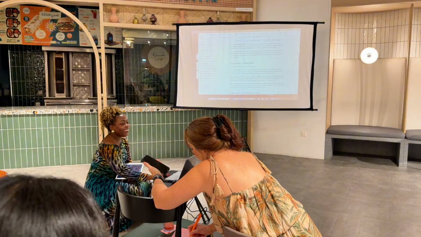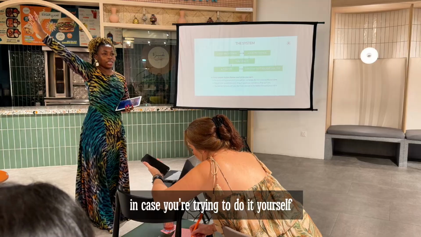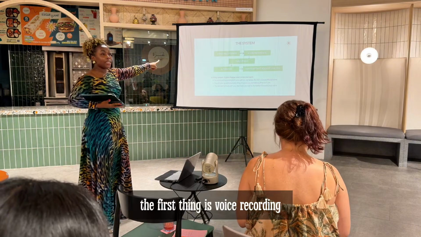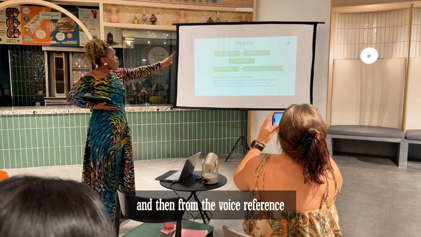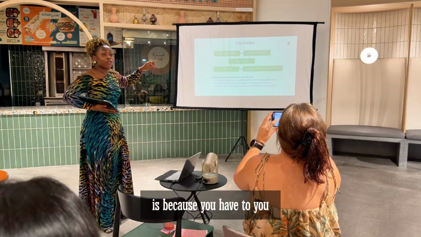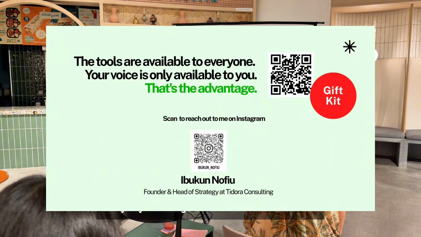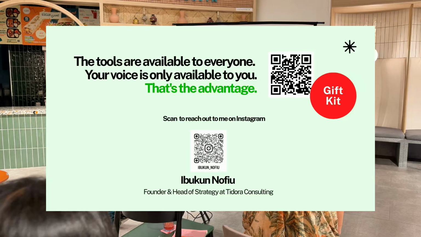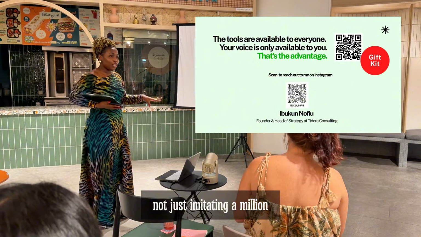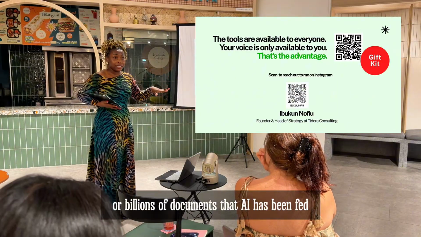Okay, guys. So, to show you the system, in case you're trying to build it yourself, you can do it yourself. The first thing is voice recording. The next thing is the voice reference. And then from the voice reference, you have the guide rails. The reason the guide rails are there is that you might need guide rails for your voice recording, and maybe you need guide rails for the reference too. After that, you build your project. And then you have content that sounds like you, not just imitating billions of documents that AI has been fed. Okay, guys?